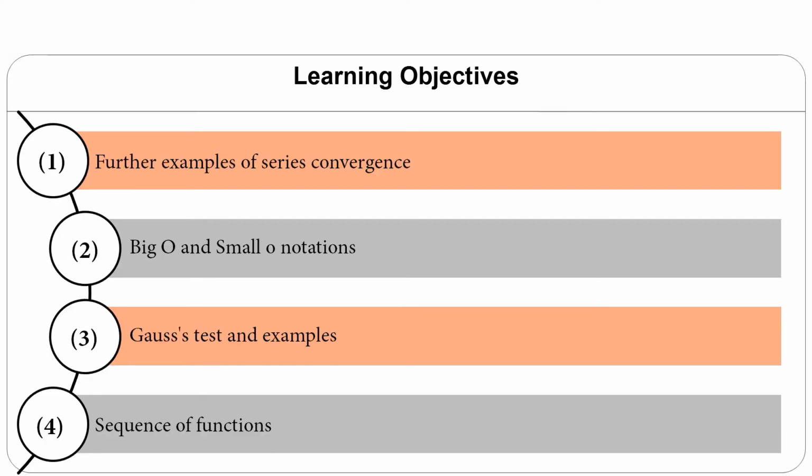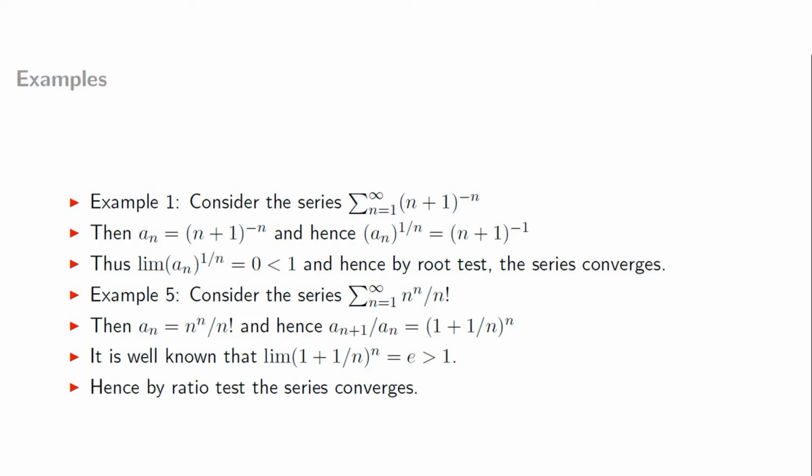So, we have seen sequences and series and their convergences in our previous modules, and in this module we shall start with some further examples of series convergence and then proceed to our next topics, for example big O and small o notations and their use in Gauss's test, sequence of functions, their convergences, in particular pointwise convergence, and some examples. So, let us start with a few more examples on series convergence.